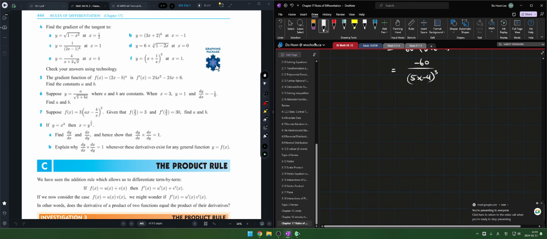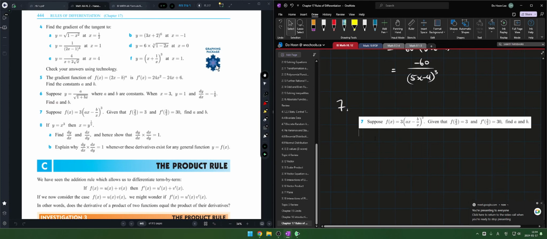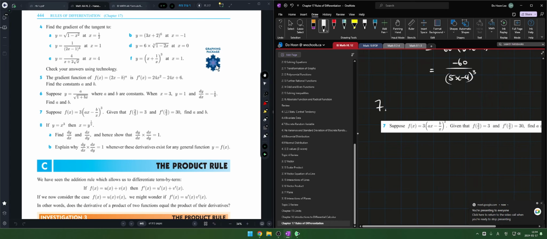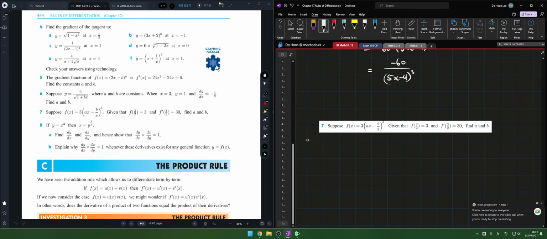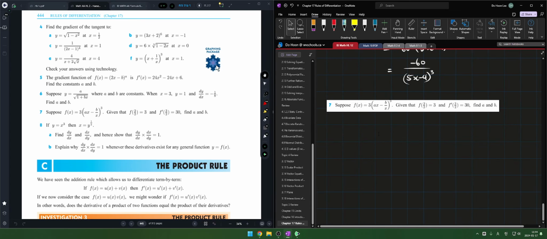Okay, let's try 7 due to popular demand. That looks like a fun question. Suppose that f of x is equal to 3 times ax minus b over x, to the power of 3. Given that f of 3 over 2 is 3 and f prime of 3 over 2 is 30, find a and b.